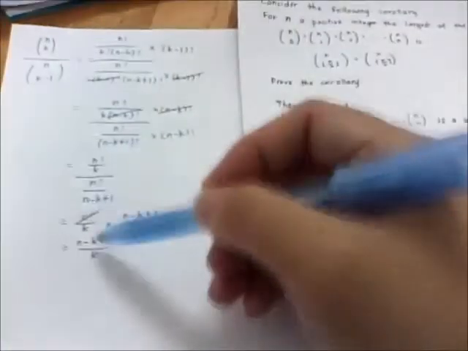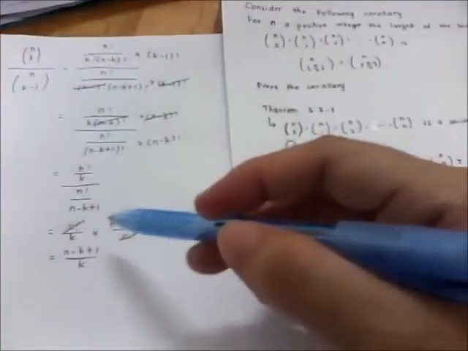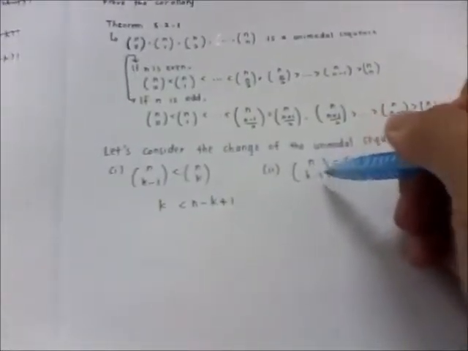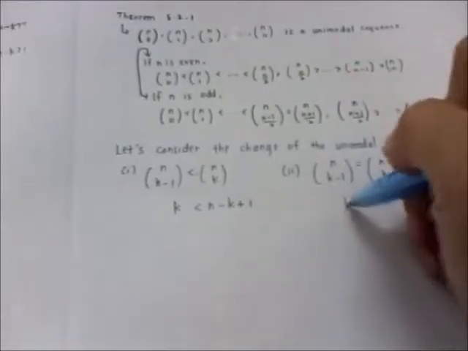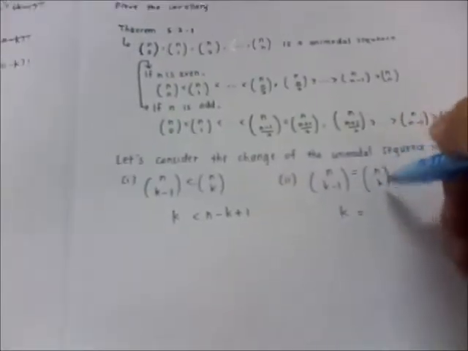N minus k plus 1. And the n of k minus 1 is down here, so down here is k. So k is less than n minus k plus 1. This one, we got it from the relationship we used just now, the one that we used quotient to find. Okay, the next one is just the same. So n of k minus 1 is k equal n of k, it's n minus k plus 1.